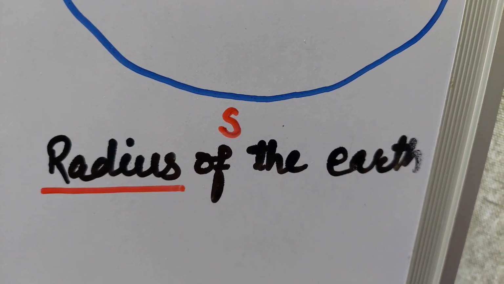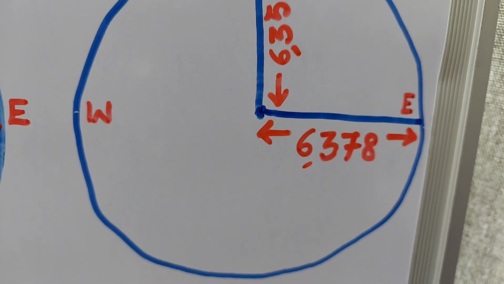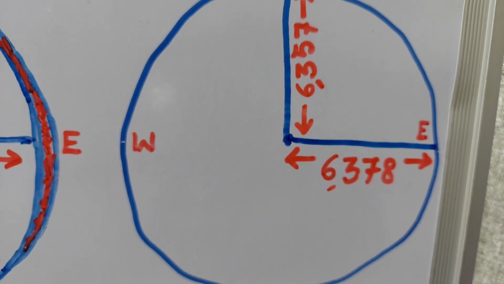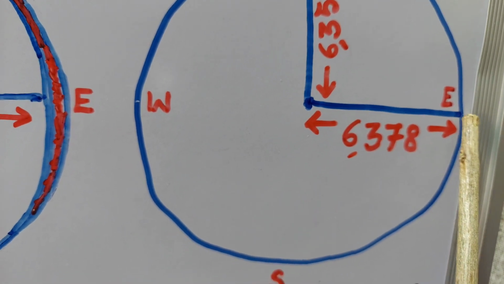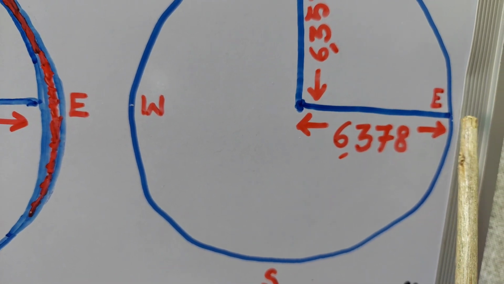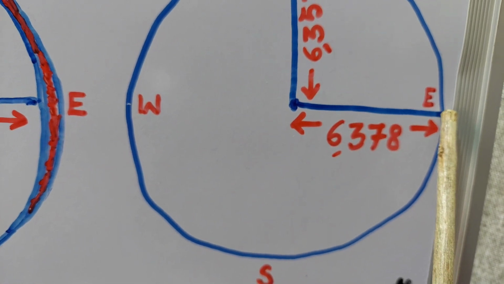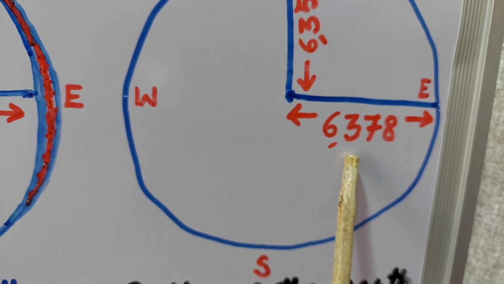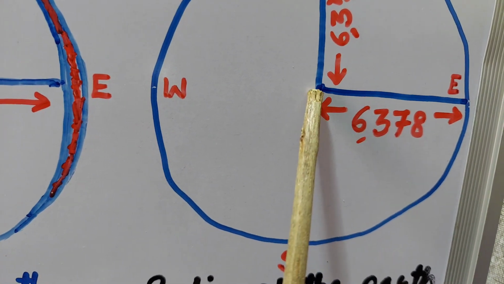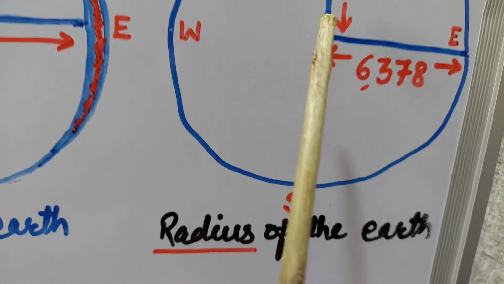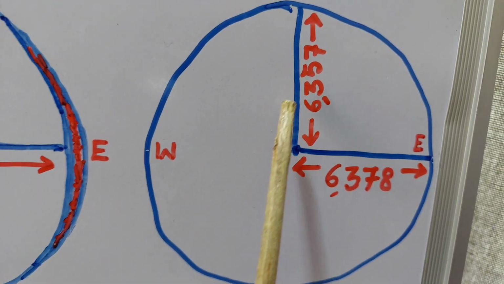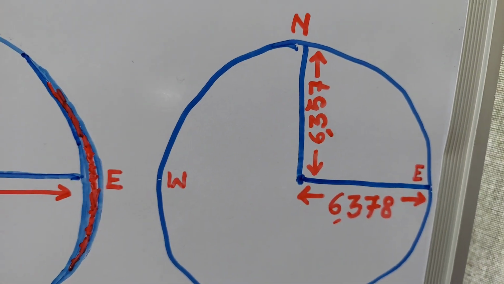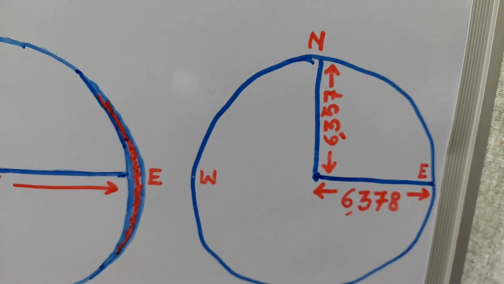Let's talk about the radius of the earth. It is again divided into two parts. The equatorial radius, from the periphery, that is from the circumference at the equator region to the center of the earth, is 6,378 kilometers, and from the center to north or center to south, it is 6,357 kilometers. So this is the radius of the earth.